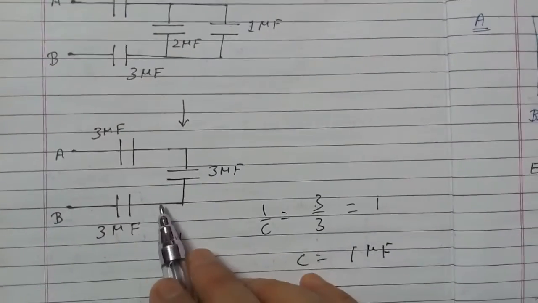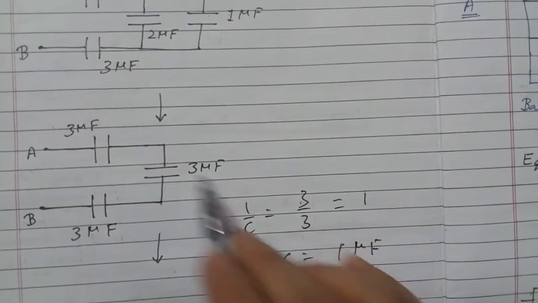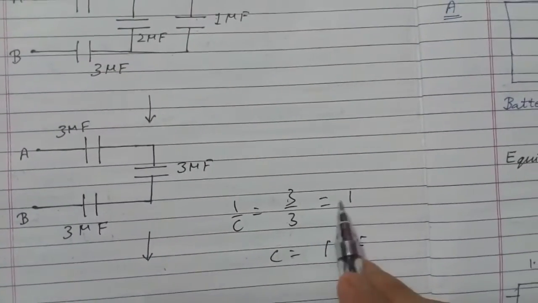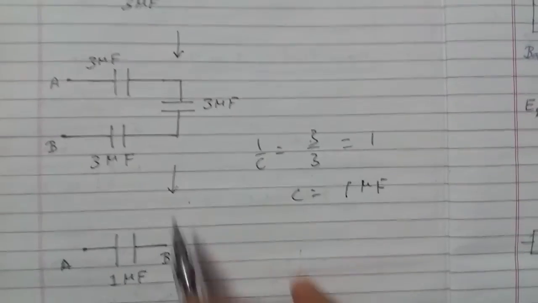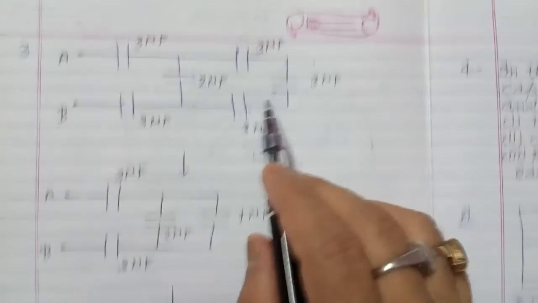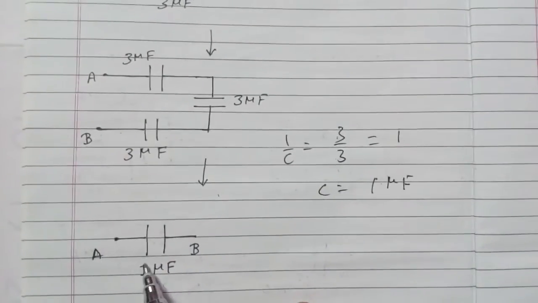Now their equivalent: 1 by C is equal to 1 by 3 plus 1 by 3 plus 1 by 3, which is equal to 3 by 3, which is equal to 1. So C is equal to 1 microfarad. So the equivalent capacitance of this diagram is 1 microfarad.